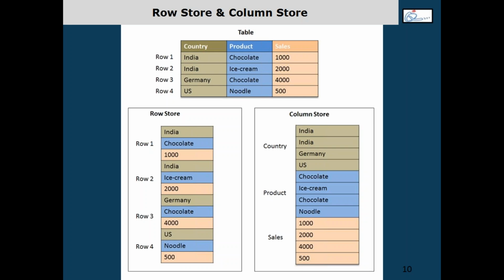Now look at this. This is how it is stored, and I'm trying to run a query like this. Select star from table where my country is US, or where my row number is 4 or something. I'm just trying to read one record.